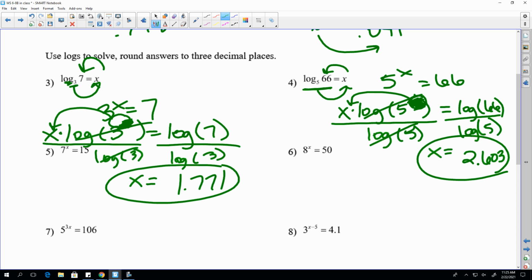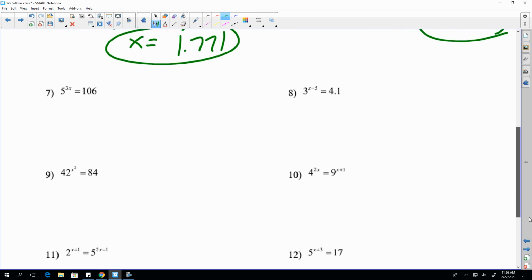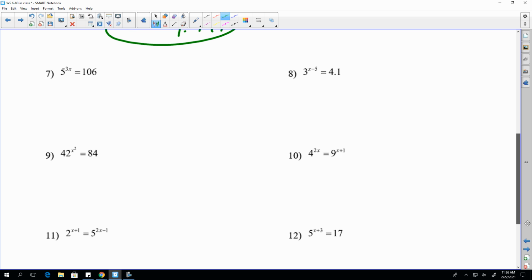Questions 5 and 6 are just like that. They're already written in that exponential format, though, so you don't have to do the circling around the world thing. They're already set up, ready to go. They're ready to add logs into the problem. And now, questions 7, 8, and 9 are all kind of similar. They have some extra stuff up in the exponent, but we're still going to solve it the same exact way.